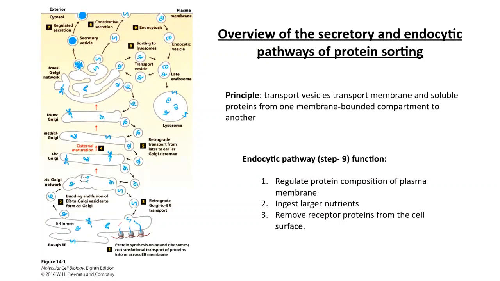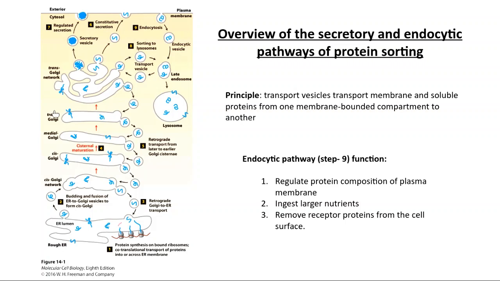The third step we are not going to talk about right now, but rather the fourth step. The fourth step is cisternal maturation. This is interesting because we can see smaller vesicles budding off from the ER and forming this kind of cis Golgi structure, but there are no vesicles budding off from cis to medial or medial to trans.